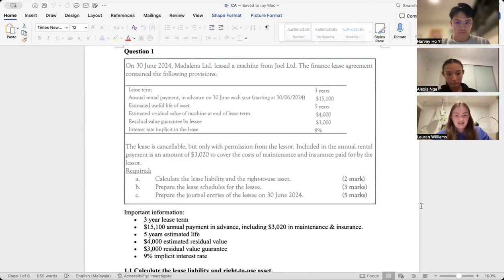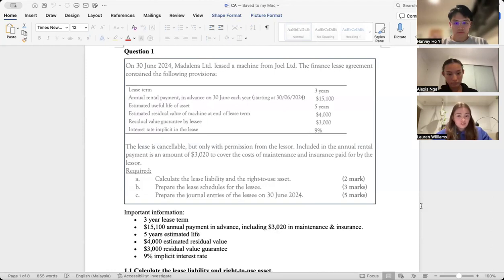the right of use asset. So I used those then to construct a lease payment schedule over the 3 years, as well as the initial journal entries on the 30th of June 2024.